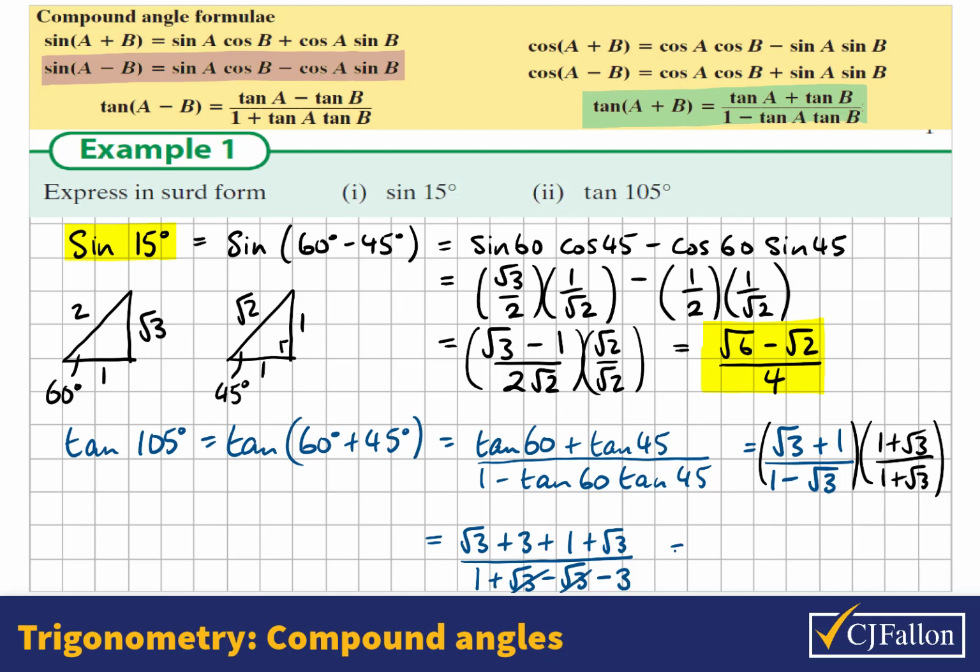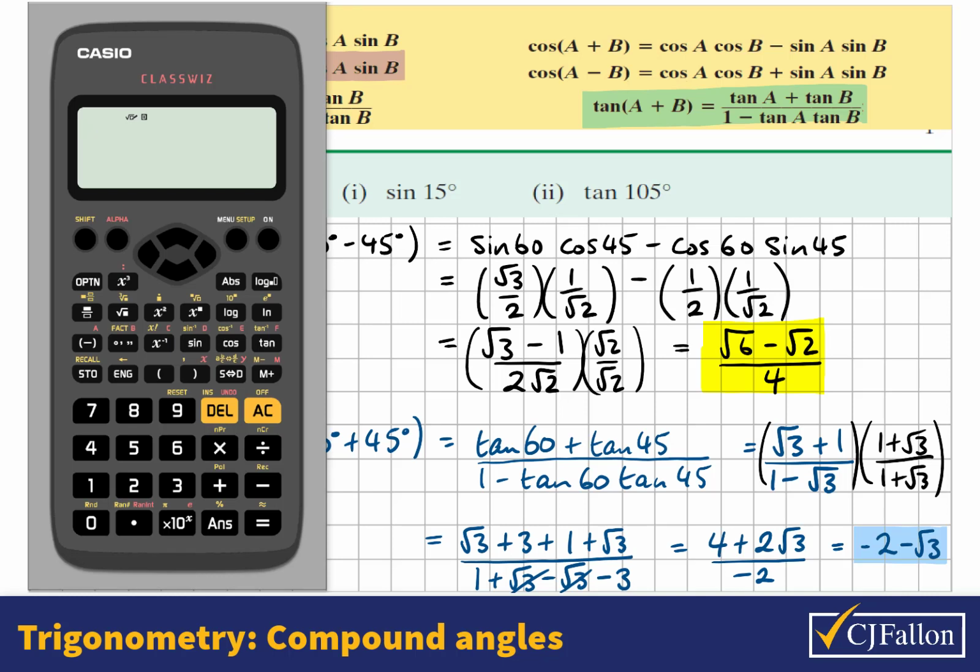So you can see there's some cancellations here. Our numerator becomes 4 plus 2 root 3, and we're dividing by negative 2. So dividing by negative 2, we can express this as negative 2 minus root 3. Again, we might take out the calculator just to check that this solution is correct, but we see that tan 105 is negative 2 minus root 3 in surd form. So we can see that that's correct.